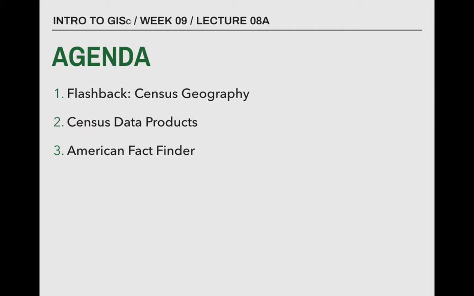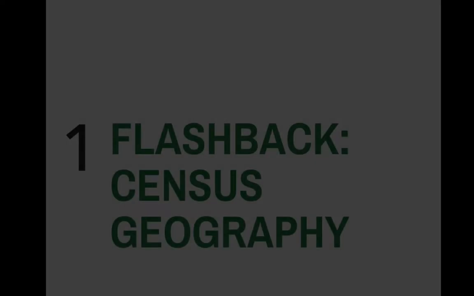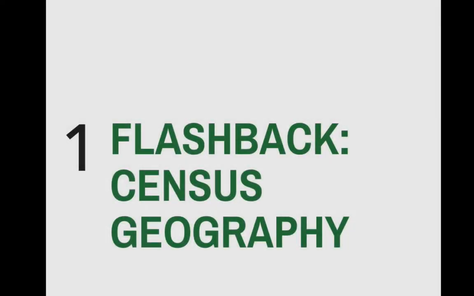The first, I want to give a quick flashback, talk about census geography. This is something we talked about when we introduced georeferencing, and I want to go back to that and just remind you about some of the characteristics of census geography in the United States. I want to briefly talk about different census data products, and then introduce you to American Fact Finder. So we'll start by just taking a quick flashback back to one of the first weeks of the semester where we talked about georeferencing. This is week 4.